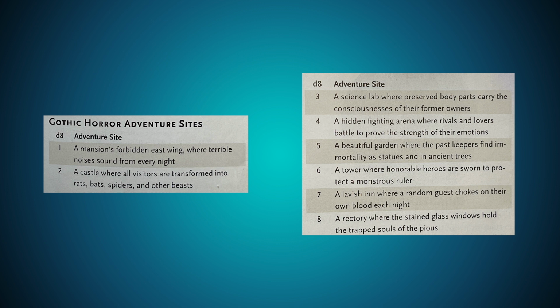A tower where honorable heroes are sworn to protect a monstrous ruler. A lavish inn where a random guest chokes on their own blood each night. A rectory where the stained glass windows hold the trapped souls of the pious. A mansion with the east wing, but it's a trick. There are no scary noises over there. That's just where they want some peace and quiet, so they've got some illusion spell blasting out the sounds.